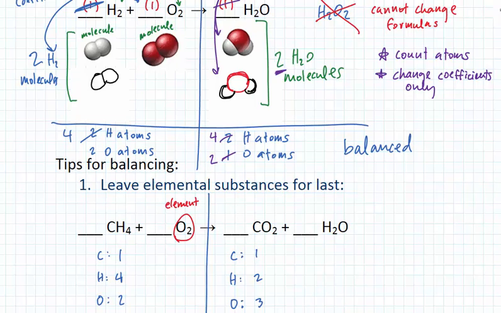So this one shouldn't be too bad, though. C looks already balanced. H is not balanced. We've got 4 H's over here, but we only have 2 H's over there. So we have to figure out what coefficient we need there that will multiply into that formula. Okay? So what times 2 equals 4? Well, let's put a 2 there. And anytime you change a coefficient, you need to update your totals, because now we have 2 times 2, we have 4 H's.